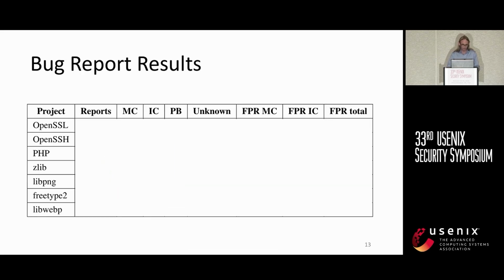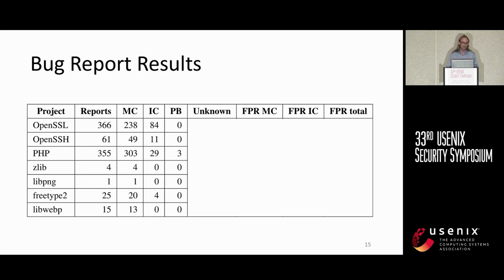We applied this technique on 7 different open source projects: OpenSSL, OpenSSH, the PHP interpreter, zlib, libpng, freetype, and libwebp. We got a lot of reports from them. Most reports are from OpenSSL and PHP because they are also the largest code bases. If you then take a look at the split between missing check, incorrect check, and propagation bugs, you can see that most bugs are missing check bugs. However, personally, I find incorrect checking bugs the most interesting case because they are a lot more subtle to catch.